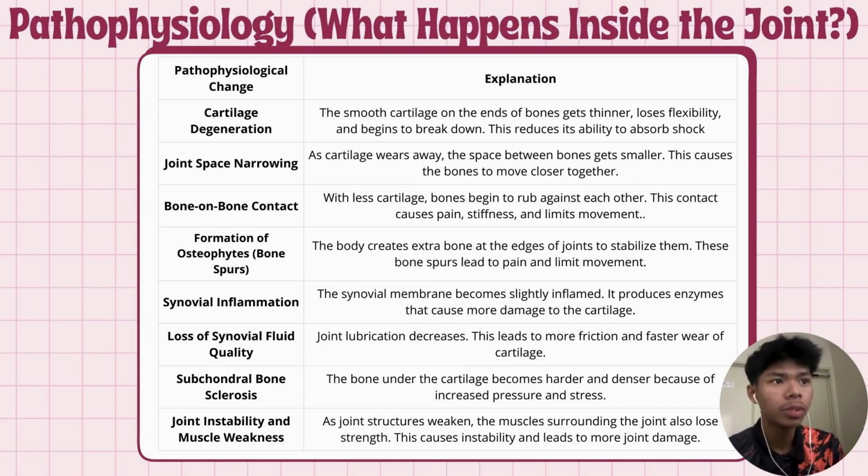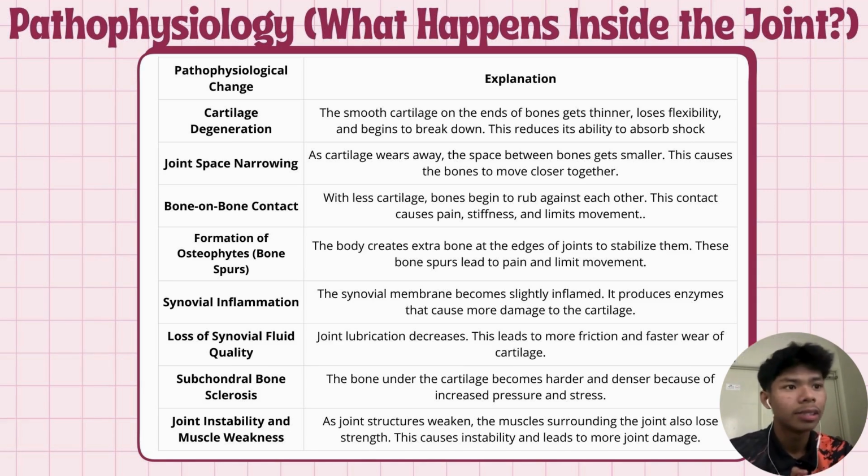Next is bone-on-bone contact. With less cartilage, bones begin to rub against each other. This contact causes pain, stiffness, and limits movement. Next is formation of osteophytes. So the body creates extra bone at the edge of joints to stabilize them. These bone spurs lead to pain and limit movement.